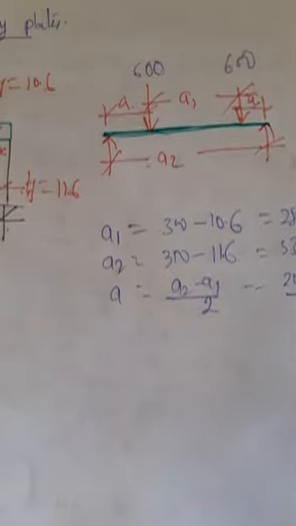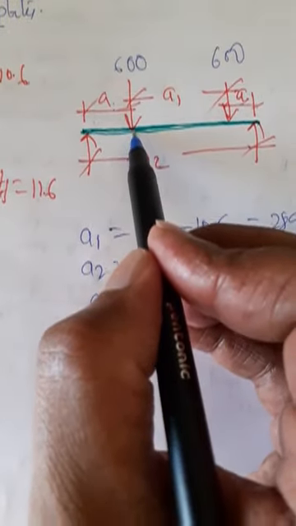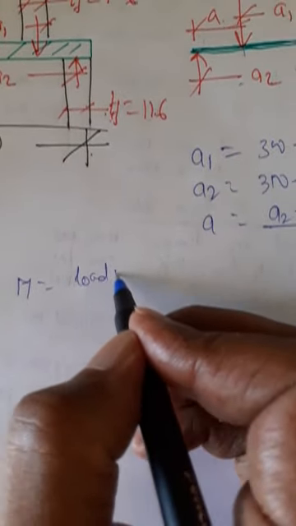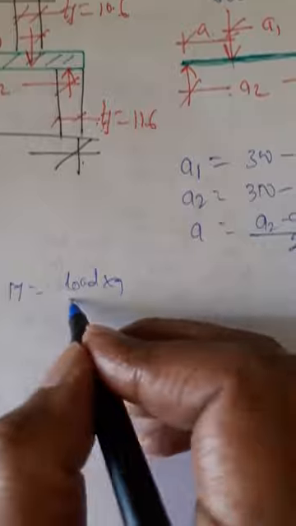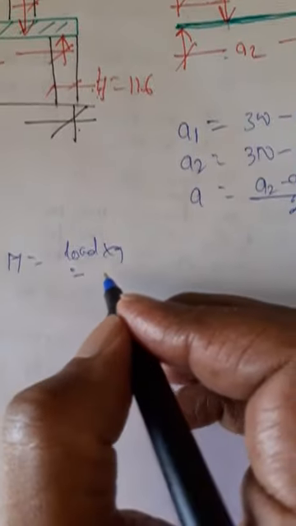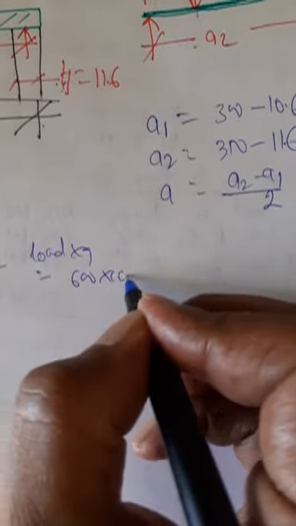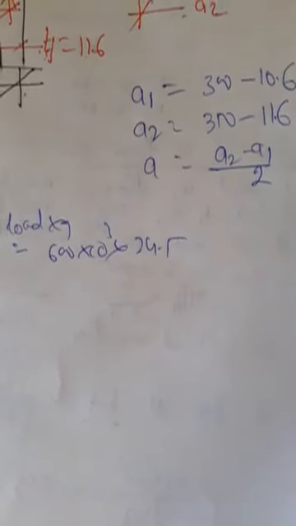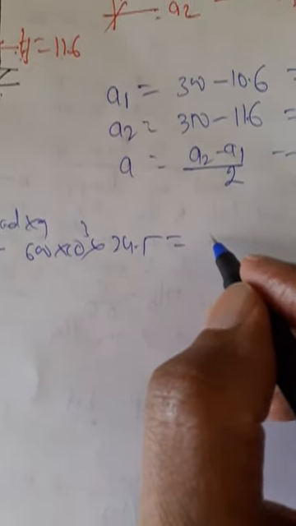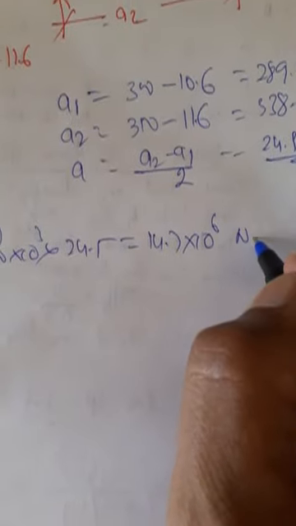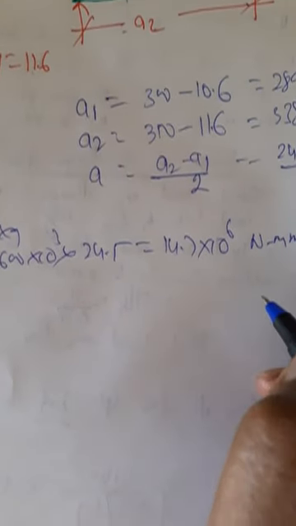Now I am going to find out what is moment created at this section. So moment at this section M is equal to load into A. So load is 600 kilonewtons, 600 into 10 raised to 3. A distance is 24.5. So you have the answer 14.7 into 10 raised to 6 Newton mm.